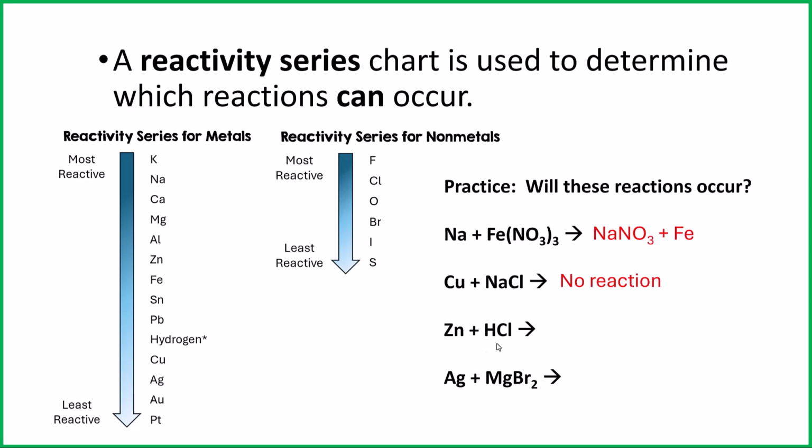Zinc and hydrochloric acid. Zinc is found here. Hydrogen is found further down the reactivity series. And so the zinc will replace that hydrogen, and we'll end up with zinc chloride and hydrogen gas. Silver is found here on the reactivity series. Magnesium is further up, and so it is not going to be replaced by that silver. The silver is not more reactive, and so no reaction will occur here. These are not something that you need to memorize. You will be given the reactivity series when you need them.